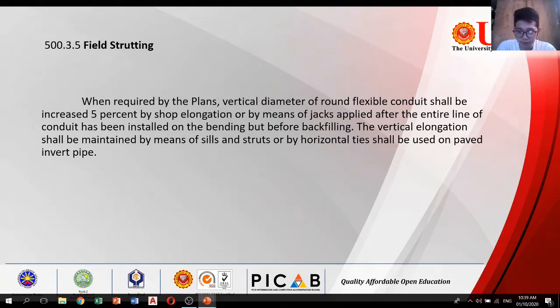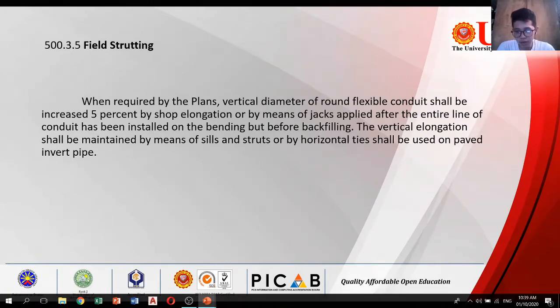Field strutting. So when required by the plans, the vertical diameter of round flexible conduit shall be increased 5% by shop elongation or by means of jacks applied after the invert lining of the conduit has been installed on the bedding but before backfilling. The vertical elongation shall be maintained by means of struts, or horizontal ties shall be used on a paved invert pipe. So ties and struts shall be left in place until the embankment is completed and compacted unless otherwise shown on the plans.